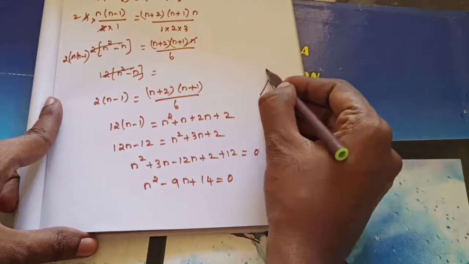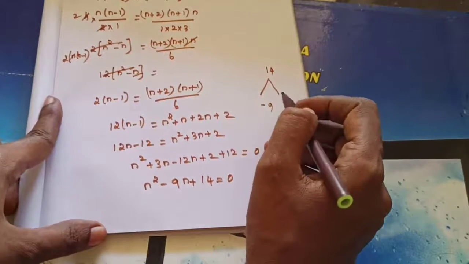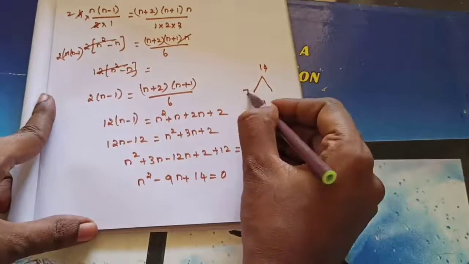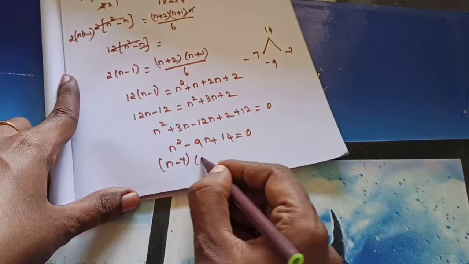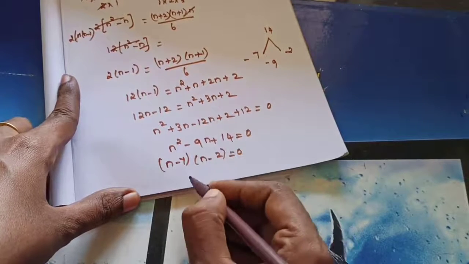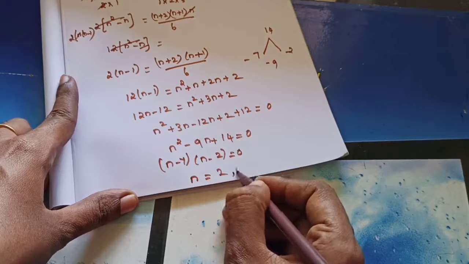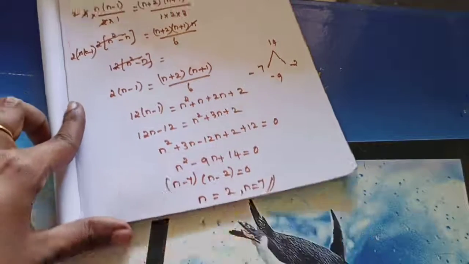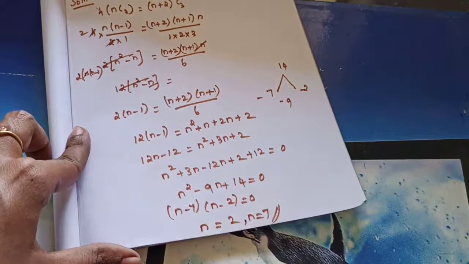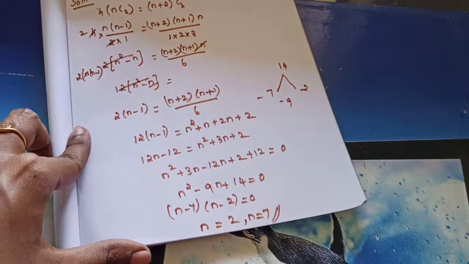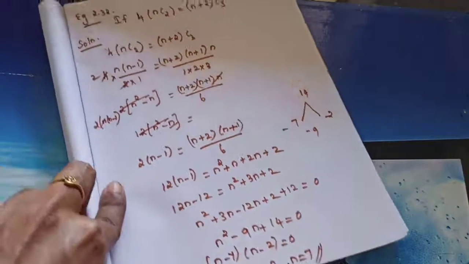Now you can solve. The product is 14 and the sum is minus 9. So what are the numbers? 7 and 2, both also minus, correct? So n minus 7 is one answer, n minus 2 is equal to 0. So n equal to 2 or n equal to 7. Both the answers are correct. Got it? If it is negative, we will choose only one answer. Here both are positive, so we can choose both the answers. Understand children? Very very important, they may ask a 3 mark question. Okay, so let's move to the next question.